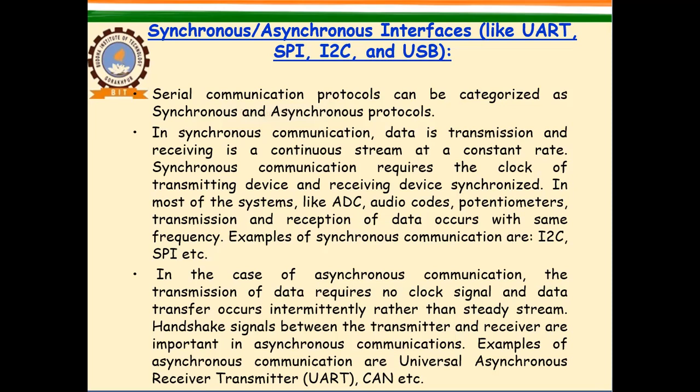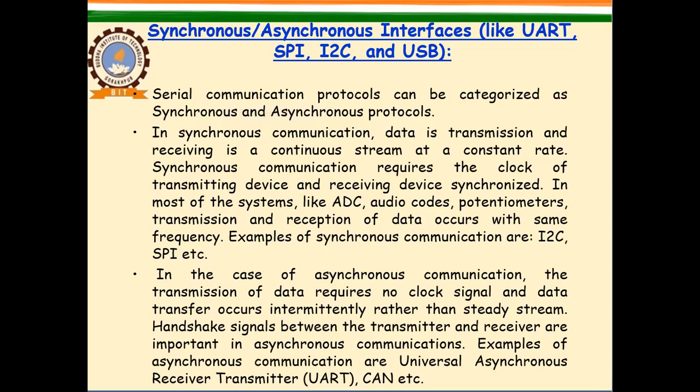It can only check whether the receiver is ready or not. If the receiver is ready, it can transmit the data. Handshake signals between the transmitter and receiver are important in asynchronous communication. So, what is the method to check whether the receiver is ready or not? For that purpose, they need a signal which is known as a handshake signal. Examples of asynchronous communication are the universal asynchronous receiver transmitter, that is UART, and the CAN bus protocol.